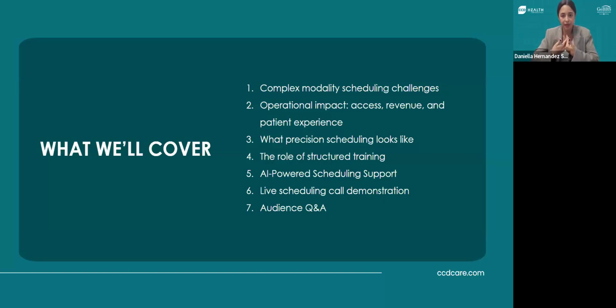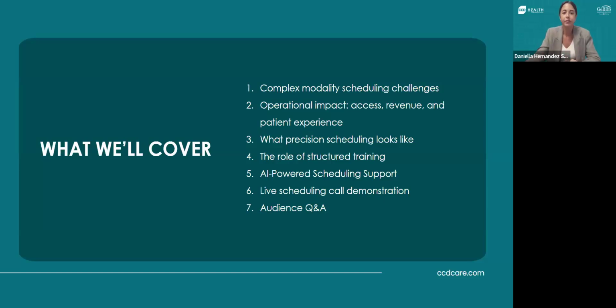During the next 30 minutes, we'll talk about why complex specialty scheduling breaks down so often, what efficient scheduling actually looks like, how precision training improves accuracy, and how AI-enabled scheduling support helps teams move faster. And finally, at the end, you'll witness a live practical example of a very complex and very difficult patient scheduling call to illustrate how these workflows function in a real-world scenario.